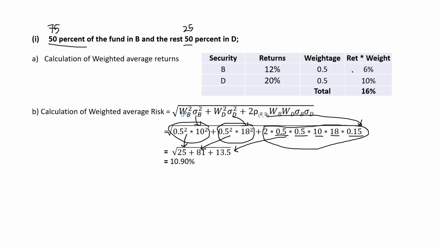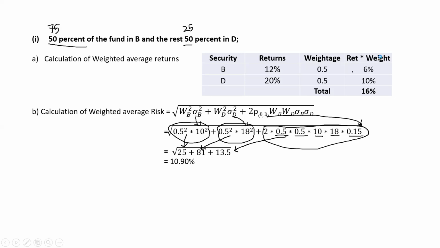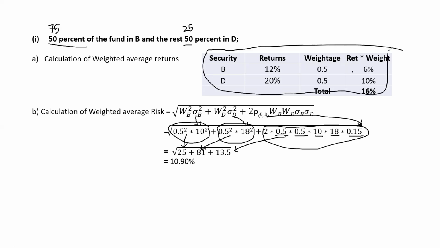See, the question is to calculate mean, portfolio return and risk. Correct. So the first table is for calculating the returns, and the second is for calculating risk. That's why we are not using the first in the second. Okay, sir, got it. Yes, Gaurav.